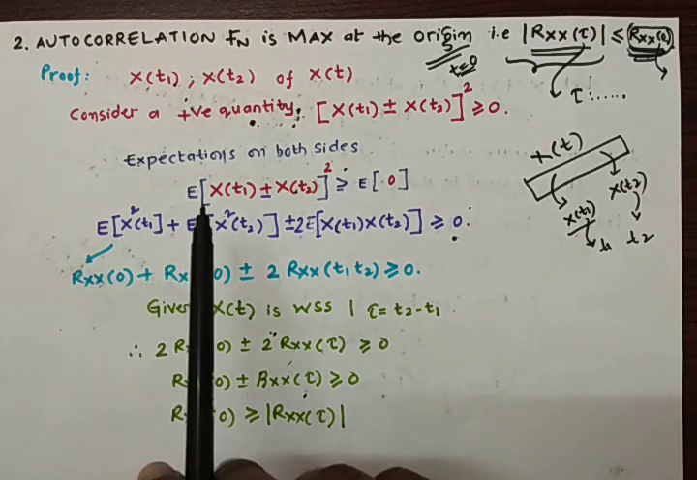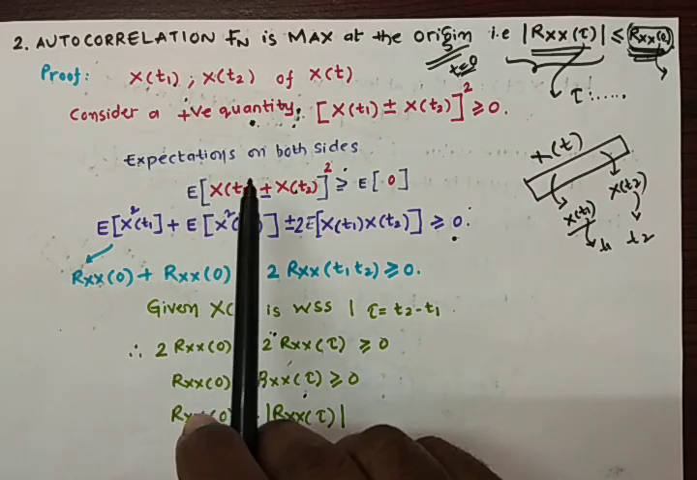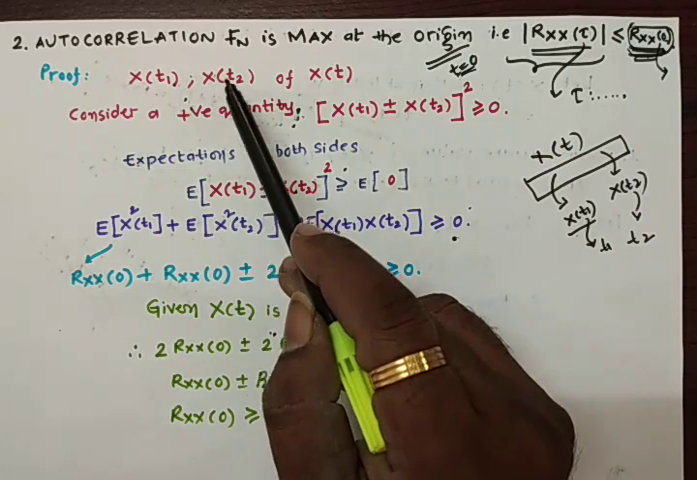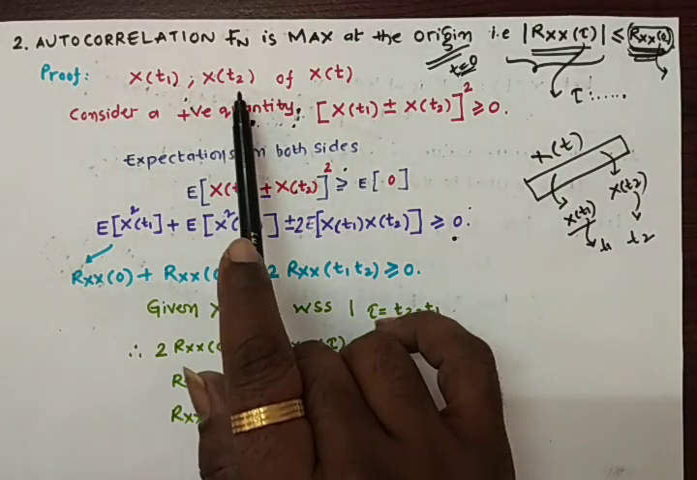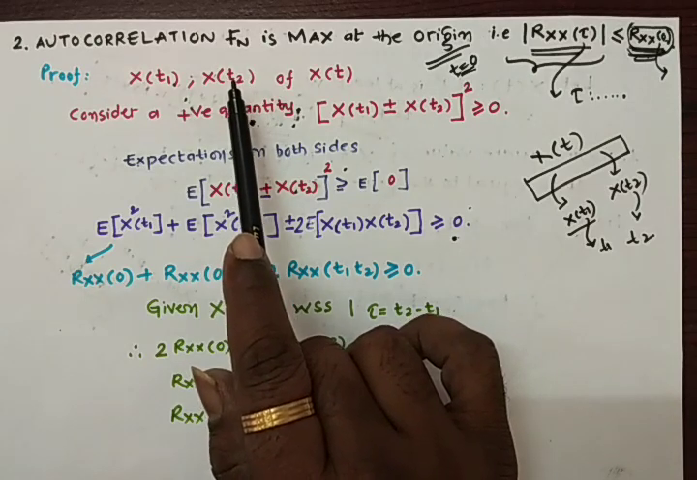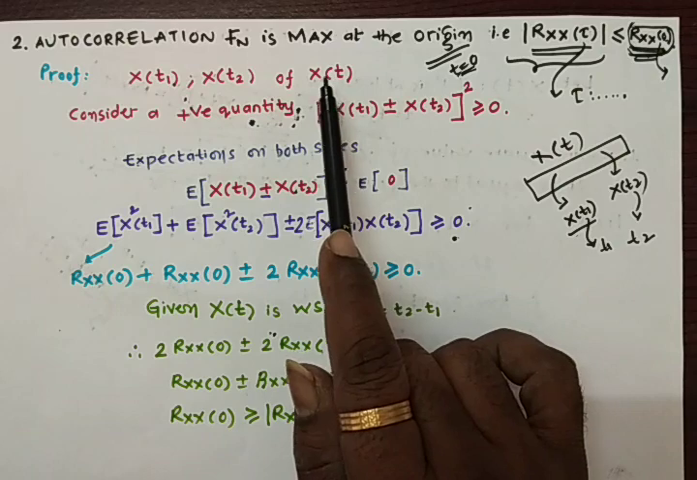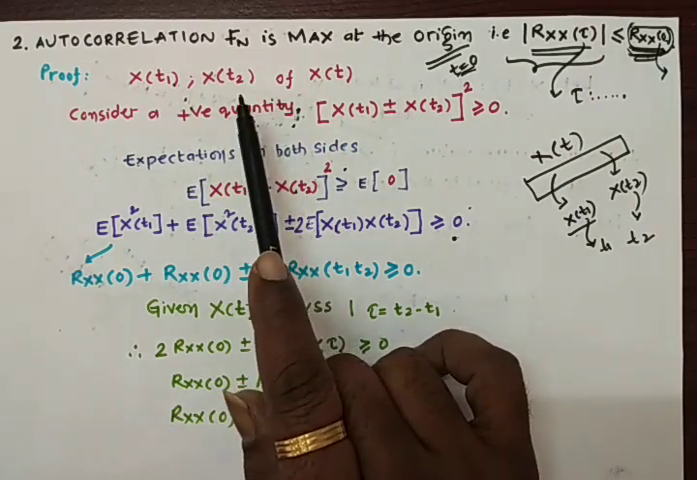So I am going with the autocorrelation function. I am going to prove that the autocorrelation function is maximum at its origin only. So x of t1 and x of t2 are the two random variables of the process x of t at the two different time instants t1 and t2 respectively.